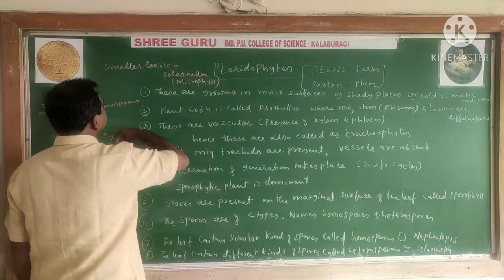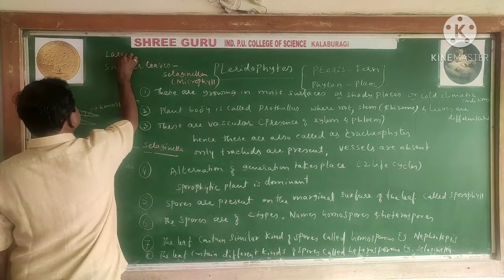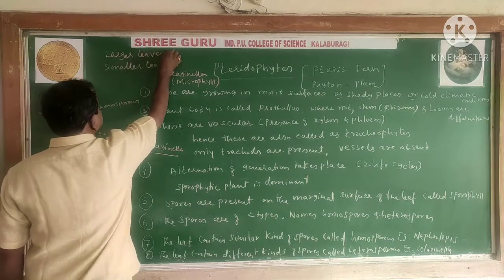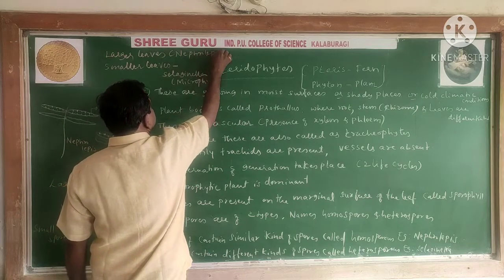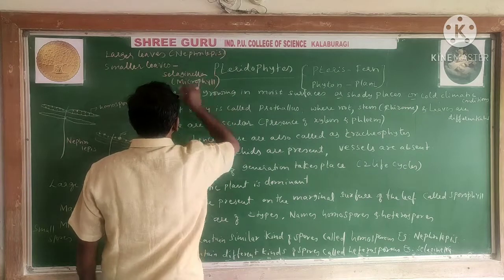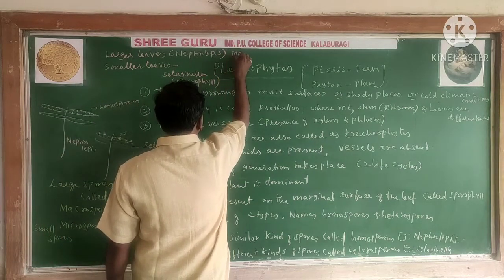The example I am giving now: larger leaves where they are present, these are the larger leaves. Nephrolepis. In Nephrolepis we can observe that this is what we usually call macrophyll.